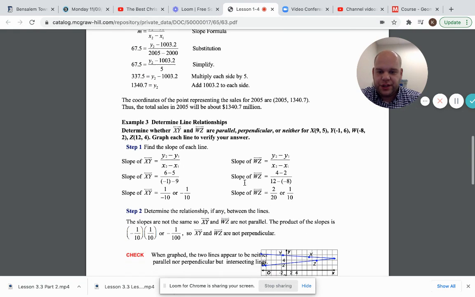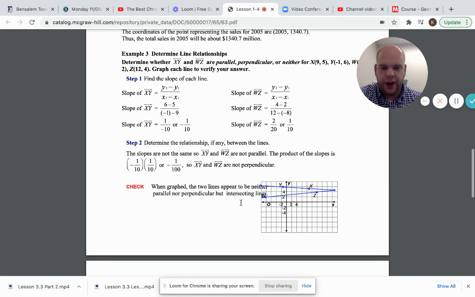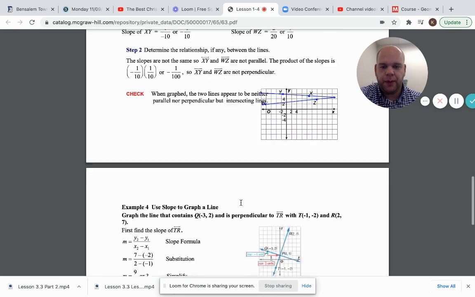Determining line relationships. Okay, the first thing you want to do is find the slope of the line, and then you want to determine the relationship, whether or not it's parallel, perpendicular, or neither. This goes through really quick how to find slope again. Then it goes over how to determine whether or not the lines are parallel, perpendicular, or neither. Okay, that's just one example problem.